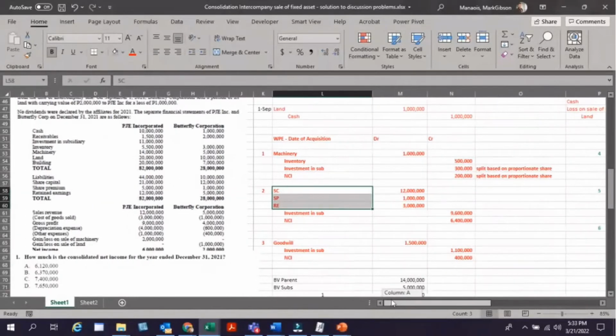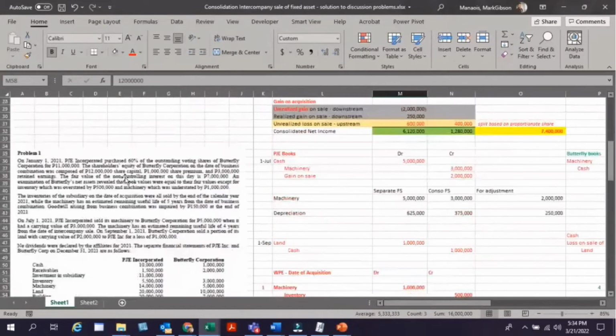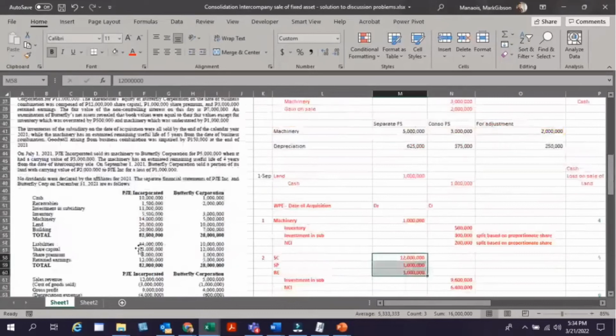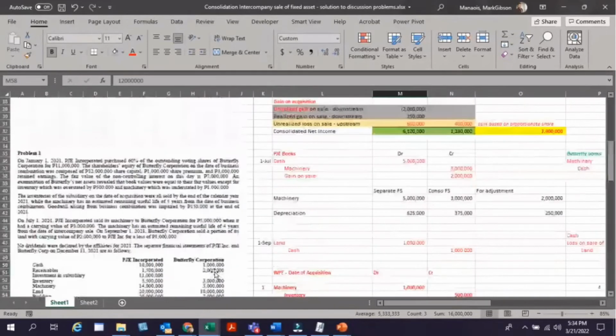In fact, just go to the, ayan, 12 million share capital, 1 million share premium, and retained earnings of 5 million to 3 million. Tama ba? 16 million. Oh, sorry, mali ako. Hindi ko dapat siyang tinitignan. Ang tinitingnan ko is ito, nasa taas. Kasi date of acquisition, this is already December 31, 2021. I'm sorry for the confusion. So that's 12 million, 1 million, and 3 million.